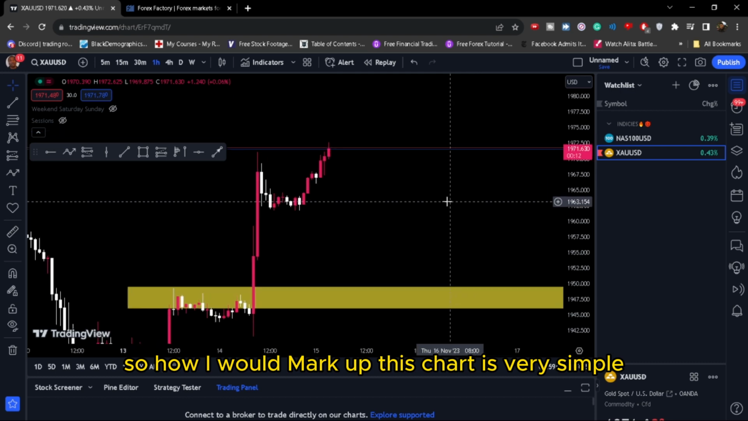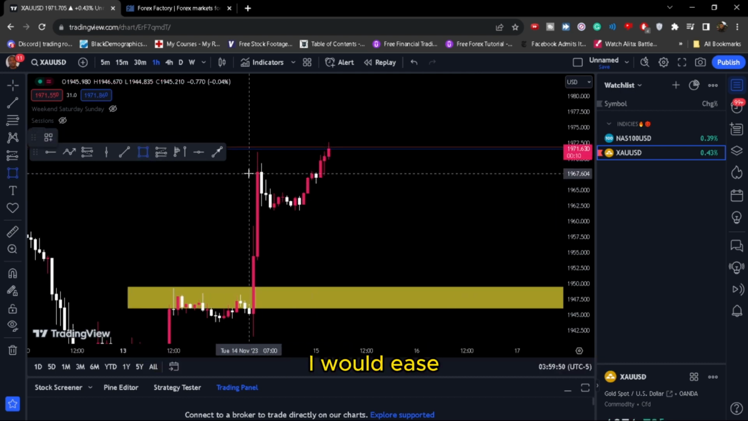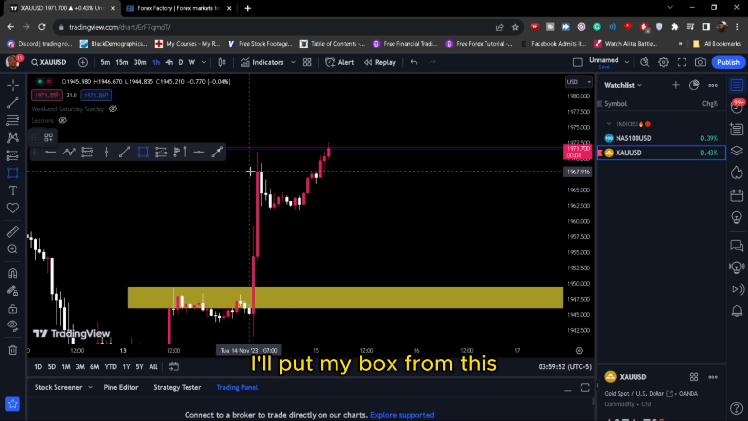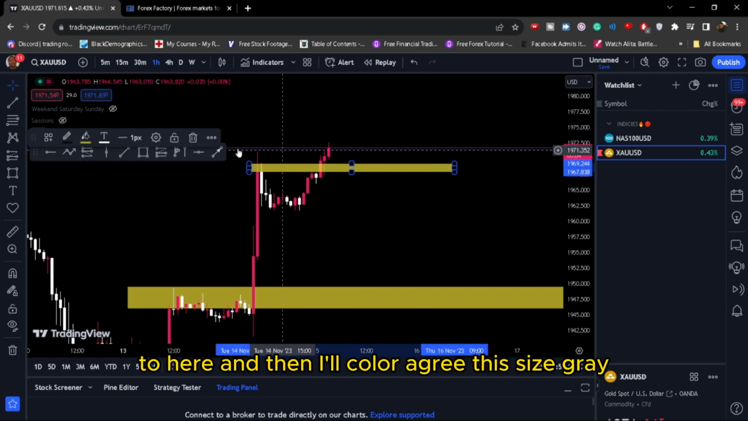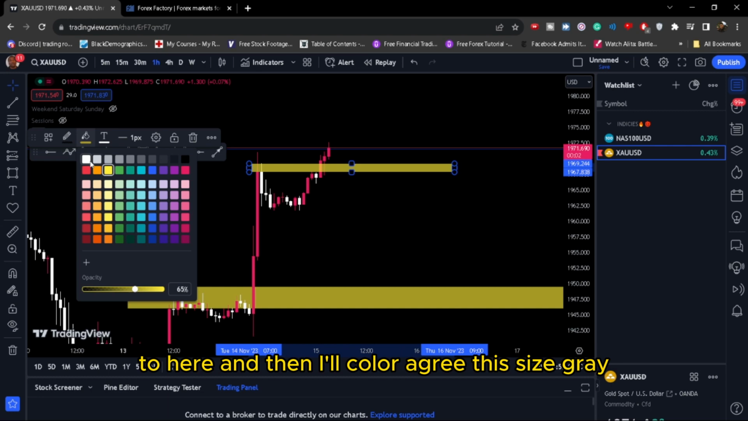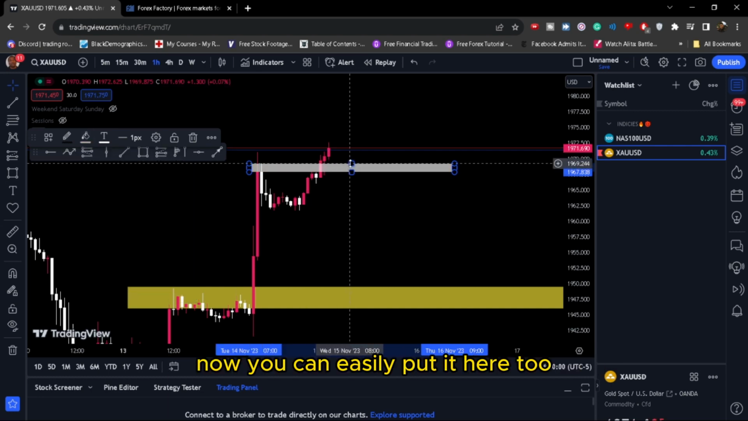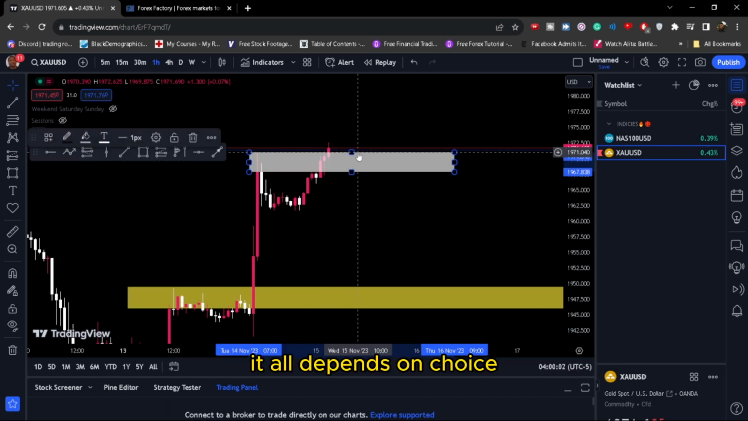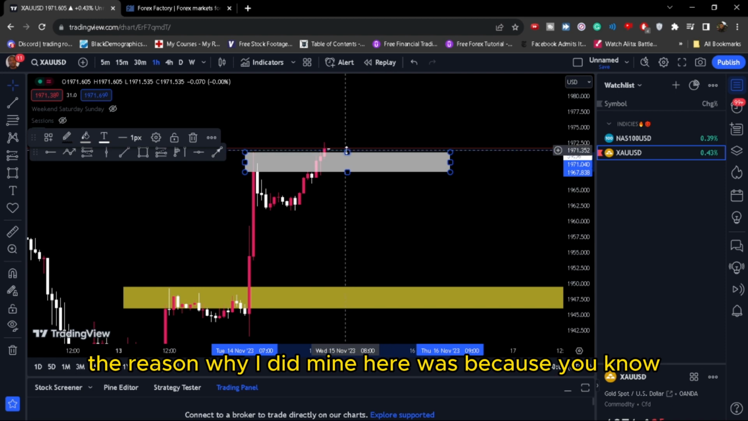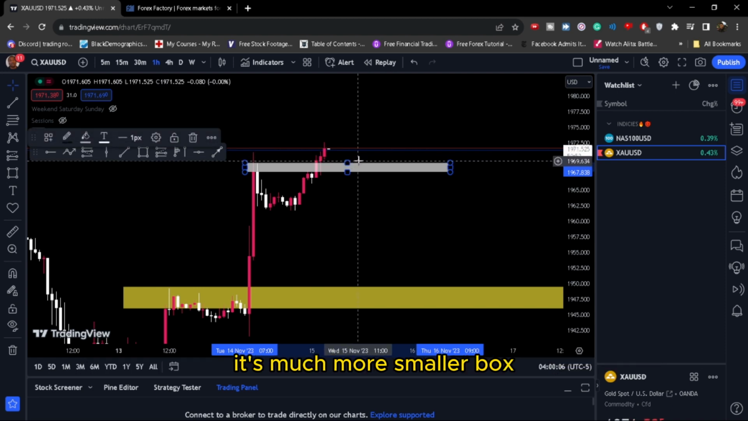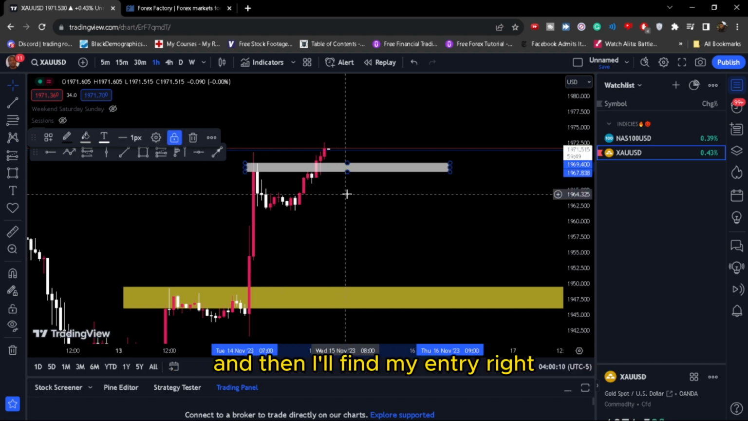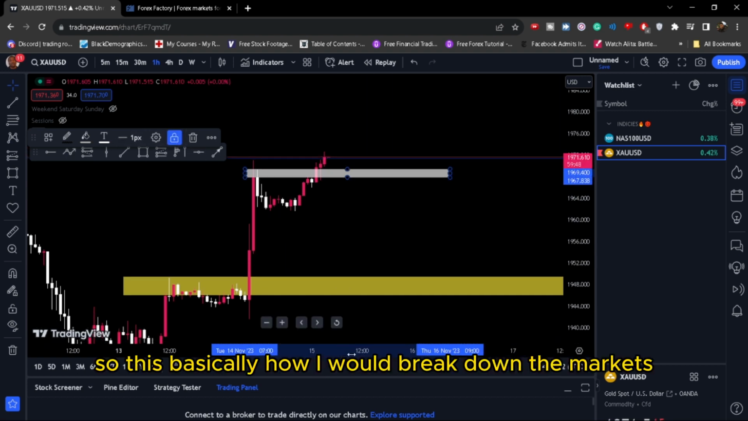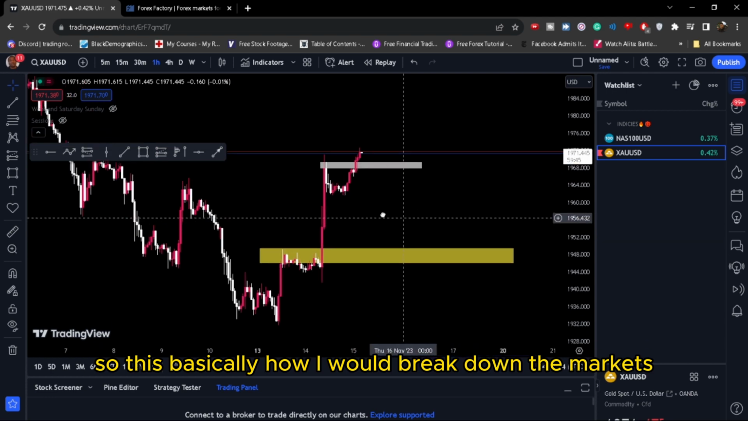So how I would mark up this chart is very simple. I'll put my box from this to here, and then I'll color grade this as gray. Now you can easily put it here too. It all depends on choice. The reason why I did mine here was because it's a much smaller box and I'm waiting for price to actually retrace down, and then I'll find my entry, right? So this is basically how I would break down the markets.